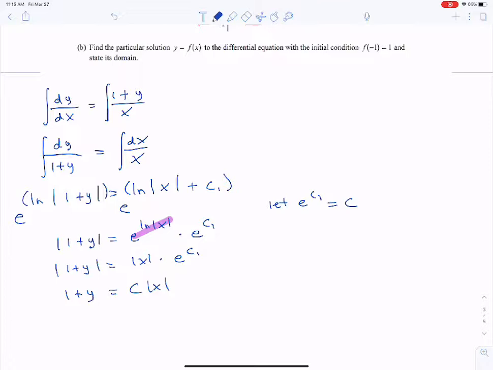Okay? That's just kind of doing the algebra there. See if you have any questions in regards to the algebra.